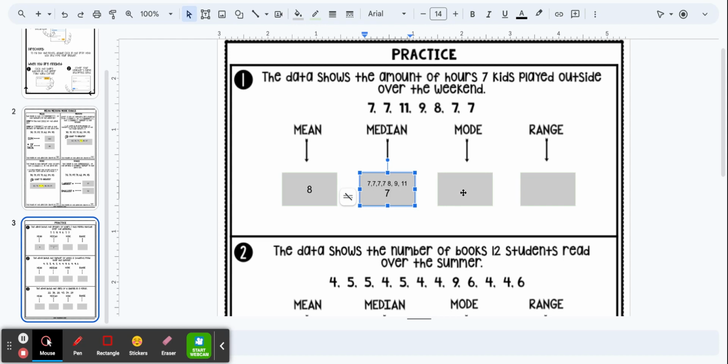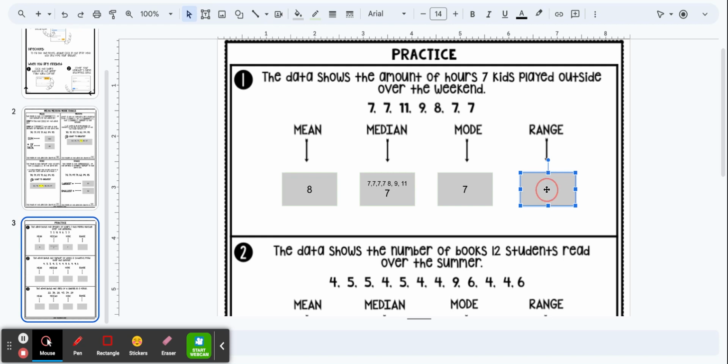Okay. Now we also have the mode. We already put our numbers in order here, so we don't have to redo it. But we can obviously see here that our mode, the number that appears the most, is also 7.